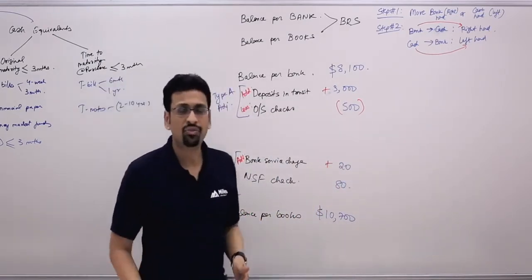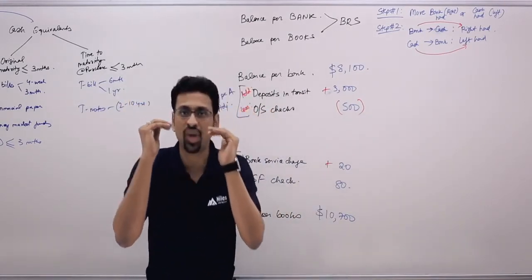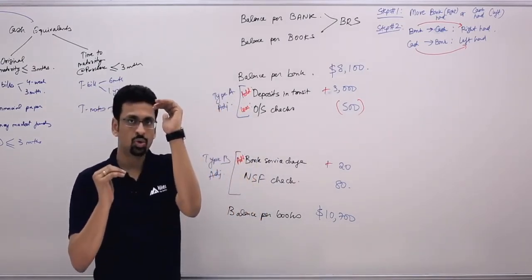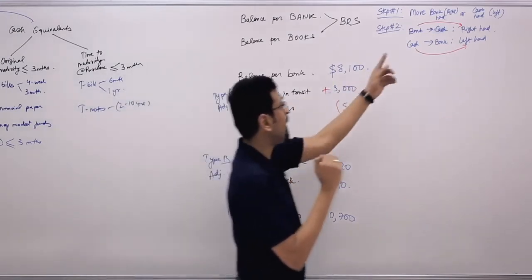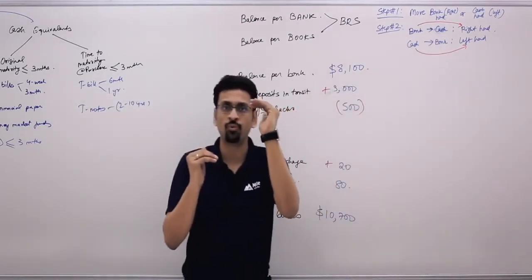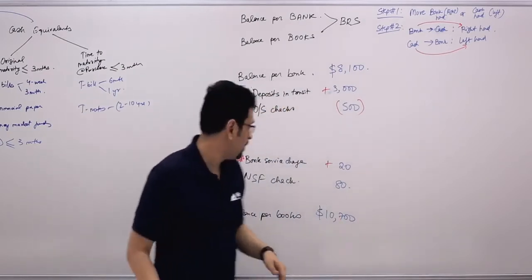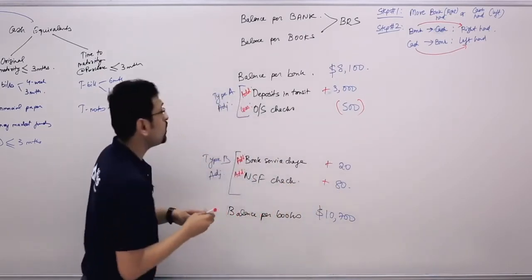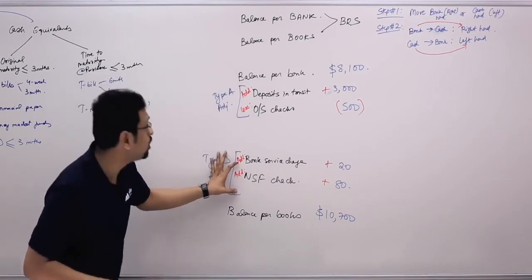Next one, non-sufficient fund check. Again, bank, cash. When a check was dishonored, the bank account reduced. The cash book, I was not aware of it. Now when I'm moving from bank to cash, which hand do I move? Right hand. And the reconciling direction is upwards, add. So these were items which the bank statement was missing. These were items which the cash book was missing.